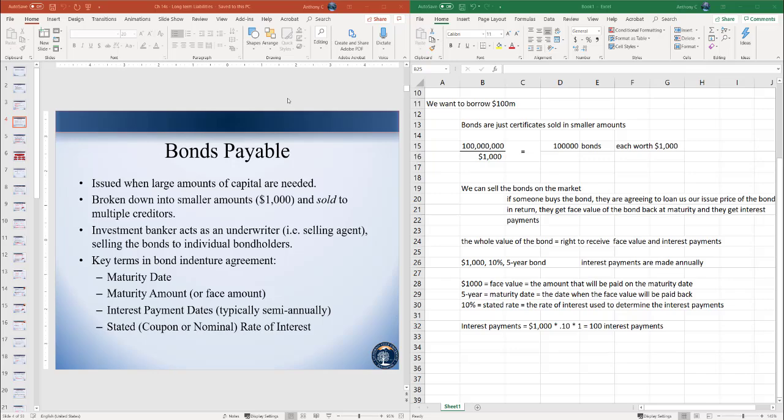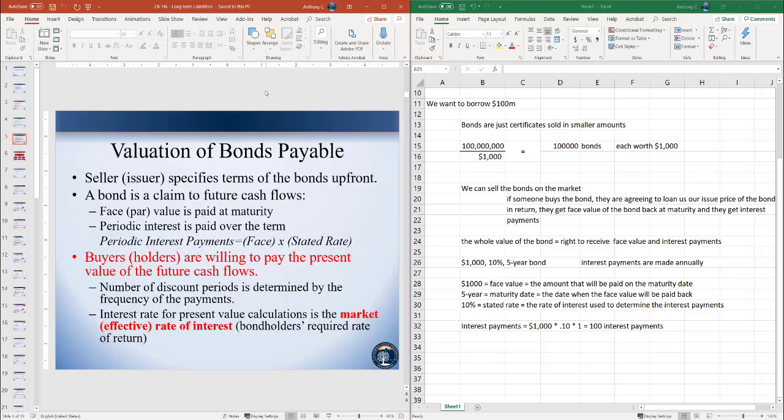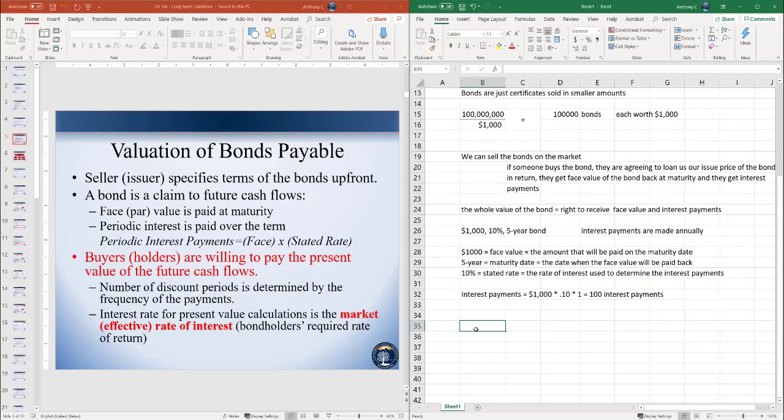So now that we have the basics of the bonds down, let's talk about valuation of bonds payable. Again, let's take this $1,000, 10%, 5-year bond as an example.